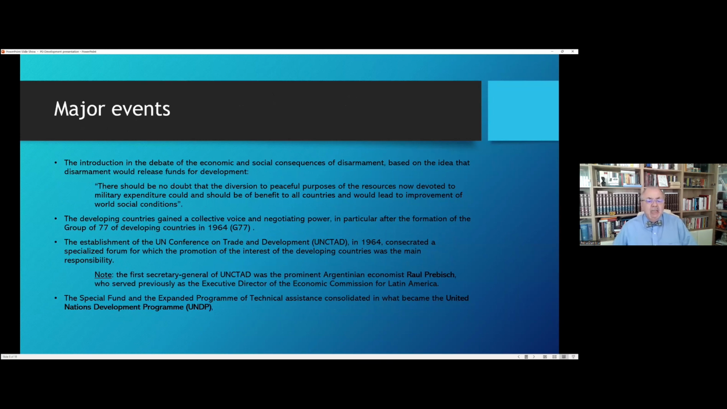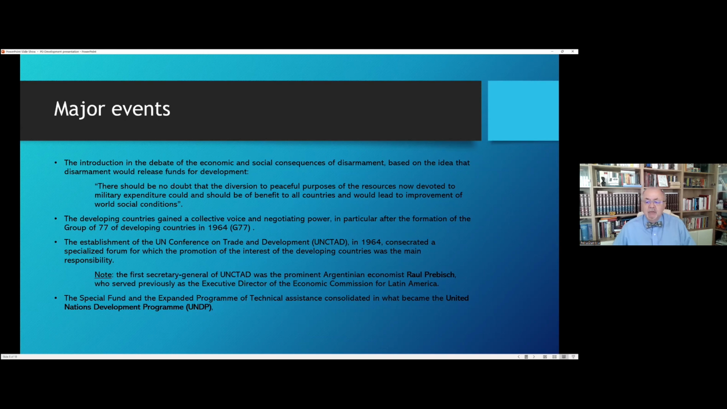What happens during that decade? First of all, the issue of releasing resources from the arms race for disarmament was for the first time put on the agenda. And the countries took that issue very seriously, considering that the diversion for peaceful purposes of the resources then devoted to military expenditure could and should be of benefit to all countries and would lead to the improvement of social conditions.